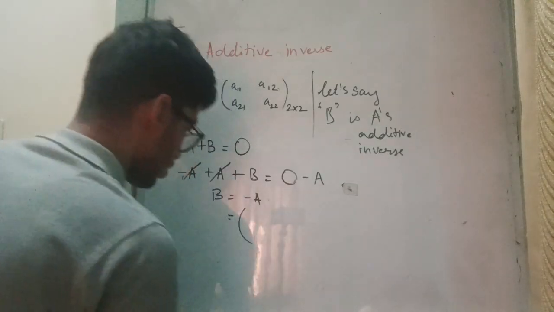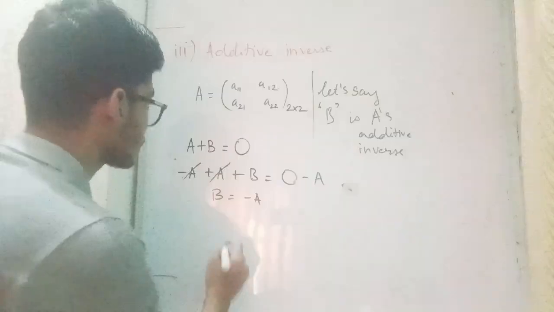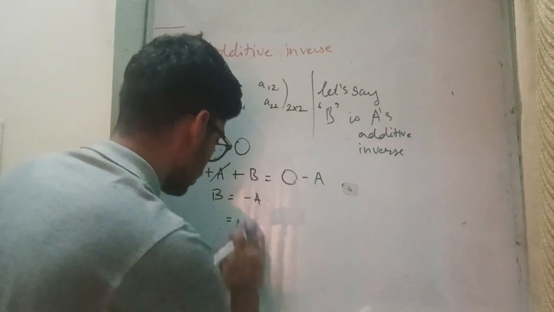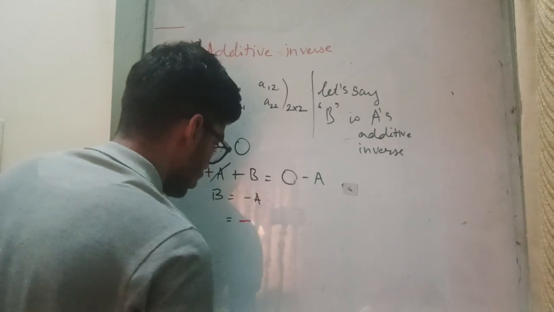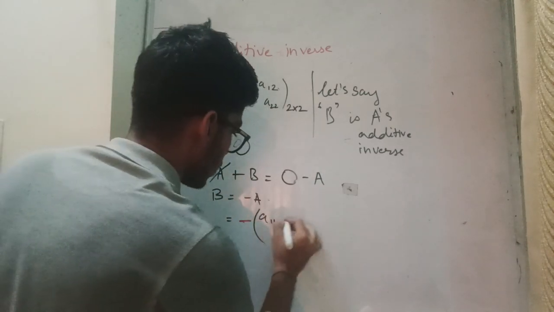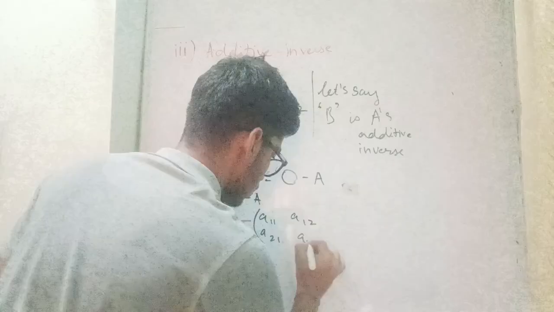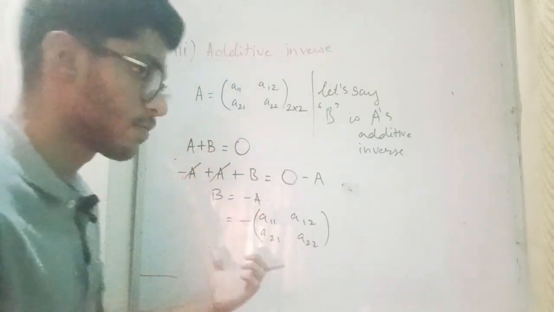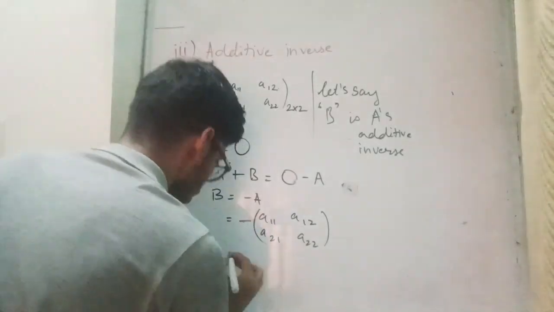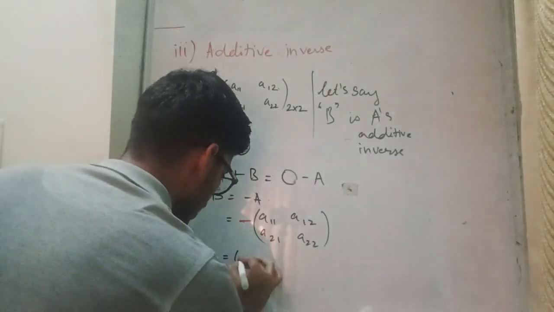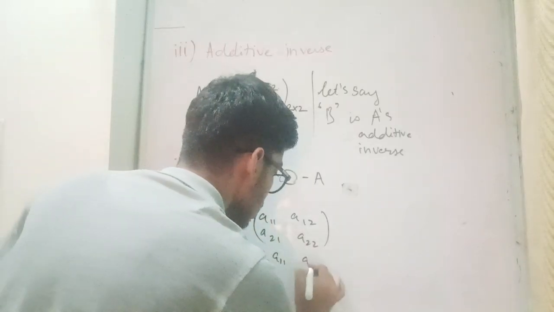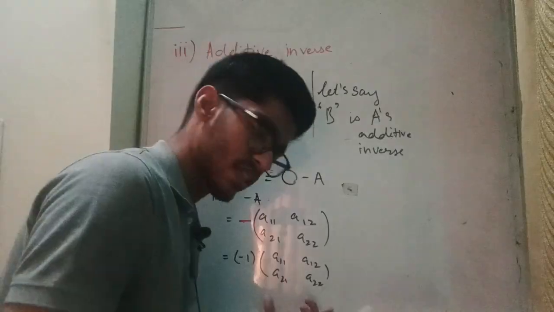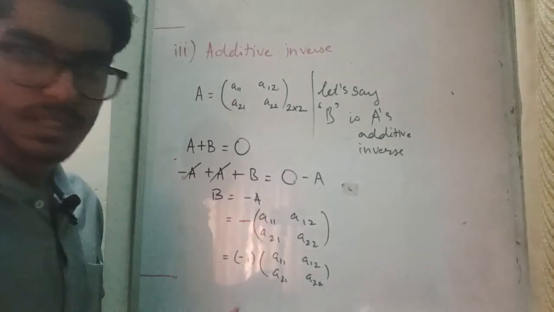So for our case, our matrix is A11, A12, A21, A22. So it will be something like this. My additive inverse for matrix A will be something like this. And we can think of it this way: it is the scalar multiplication of negative 1 with the matrix A, right? We can think of the additive inverse like this.